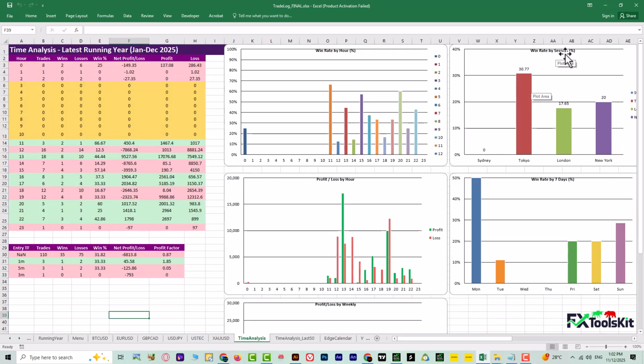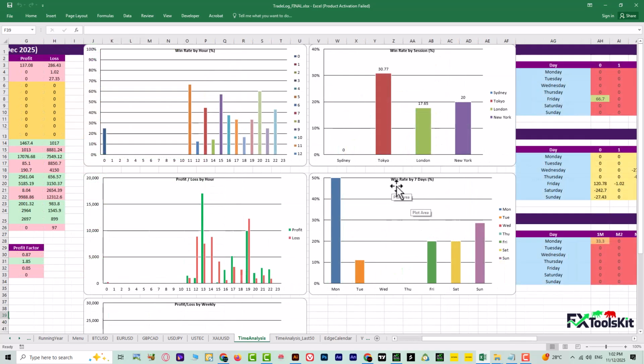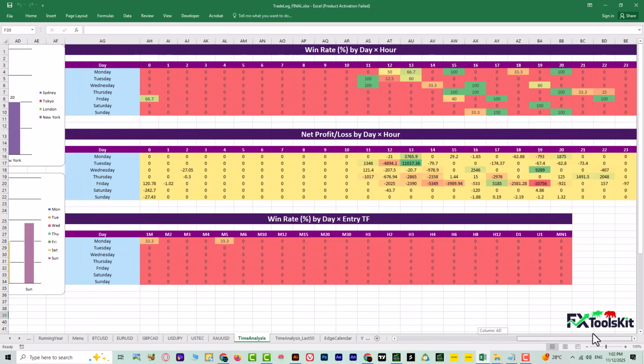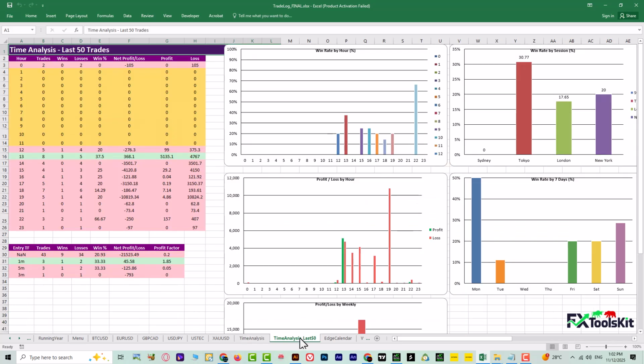Win rate by session. In this bar chart, it will show in which session you won the most based on your total trades of the running year. In the win rate by 7 days bar chart, it will show on which day you won the most. In the win rate by day hour, net profit loss by hour, and win rate by day hour heat map charts, it's the same as the each symbol sheet we discussed earlier, but here it is based on all trades and all symbols.